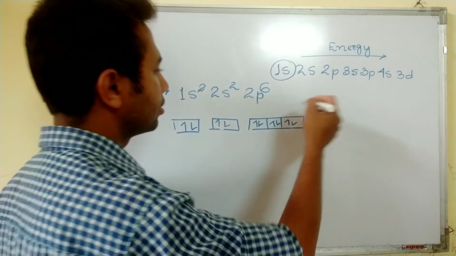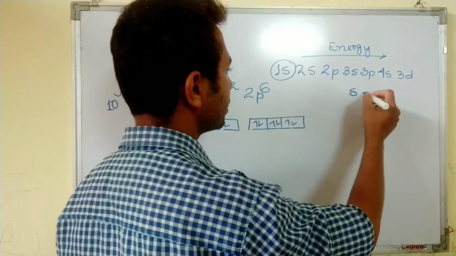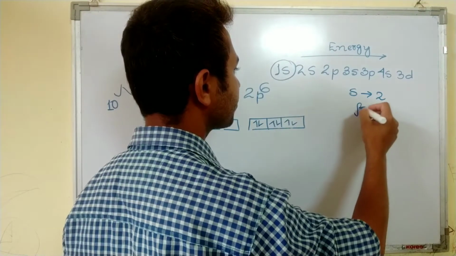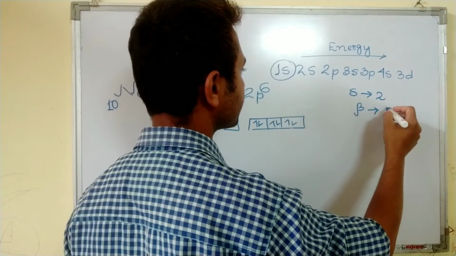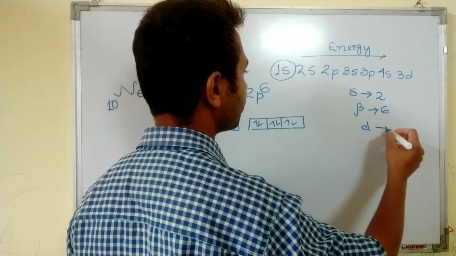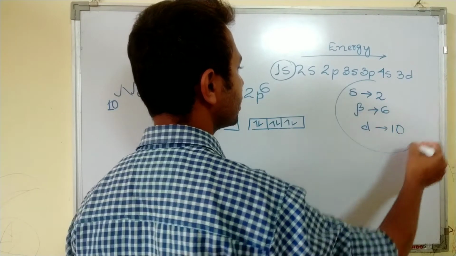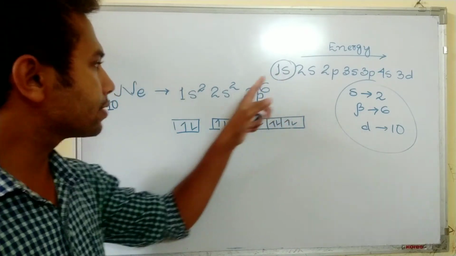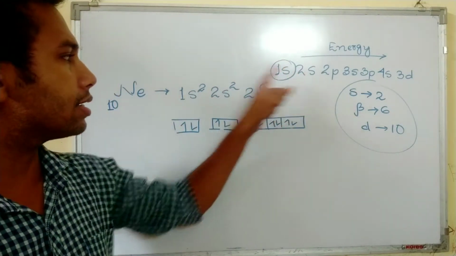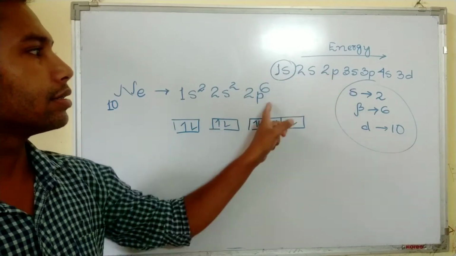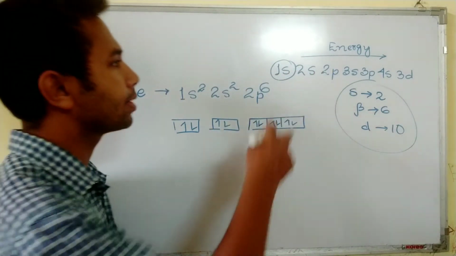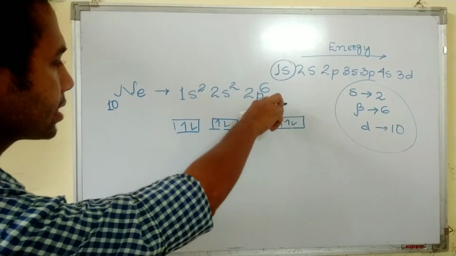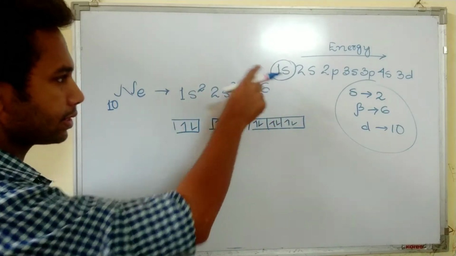Here s can hold a maximum of 2 electrons, p can accommodate a maximum of 6 electrons, and d can accommodate a maximum of 10 electrons. As we know this, first we have put 1s2, then 2s2, then 2p6. Here a maximum of 6 electrons we can put. So 6 electrons, 2 plus 2, 4 plus 6, 10.